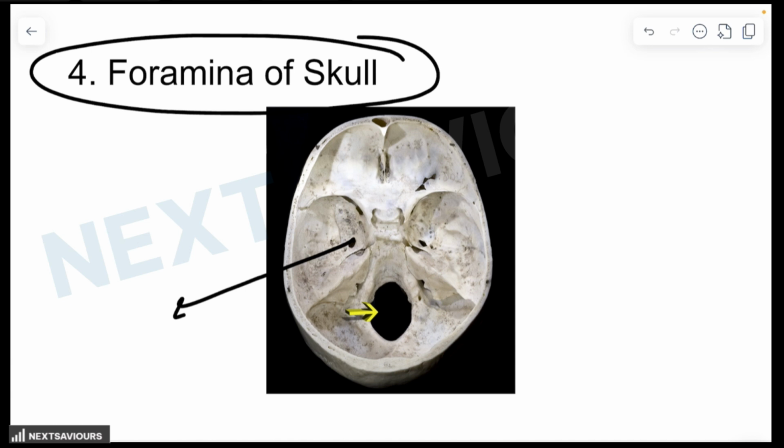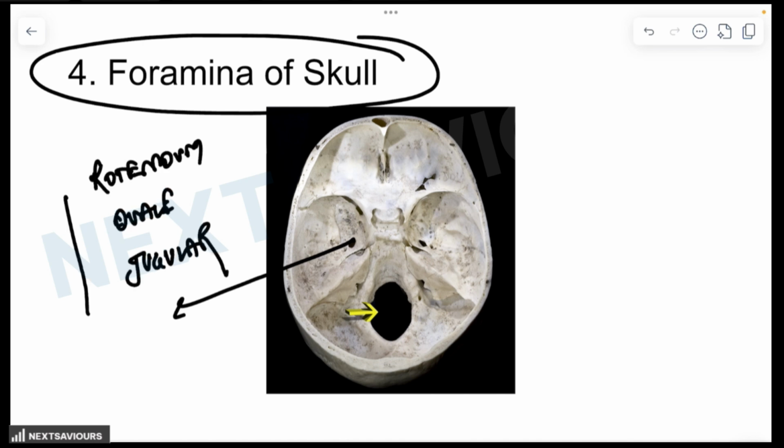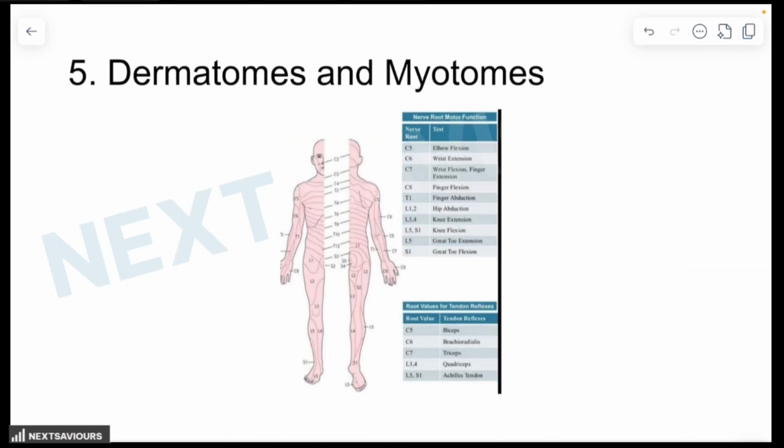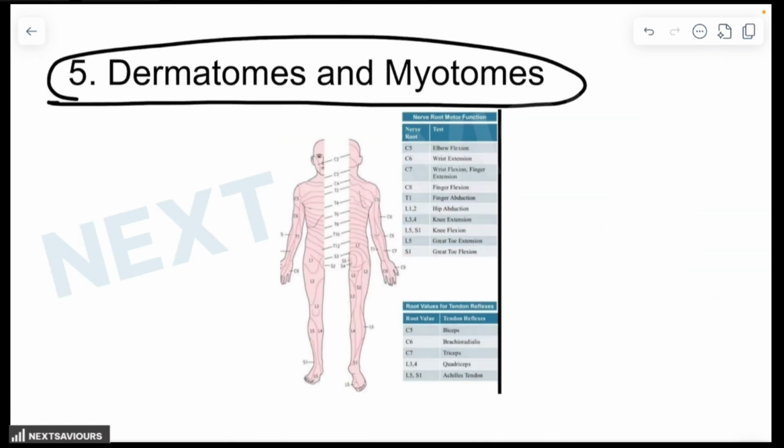Repeated in the FMGE examination in particular are the contents of the foramen rotundum, the foramen ovale, and the jugular foramen. This time also it is considered a very vital topic that could be placed in the examination. Then come the dermatomes and the myotomes.